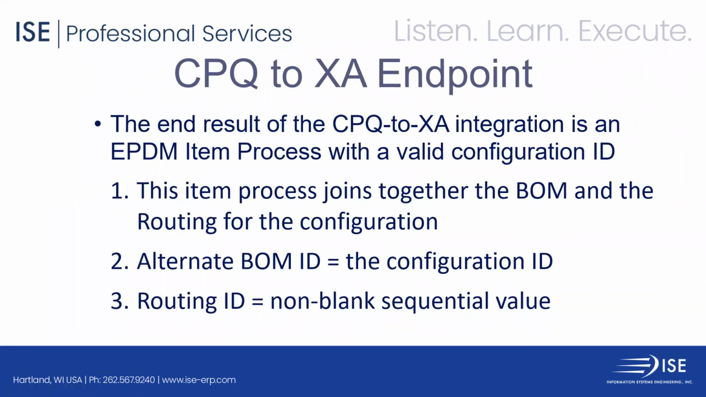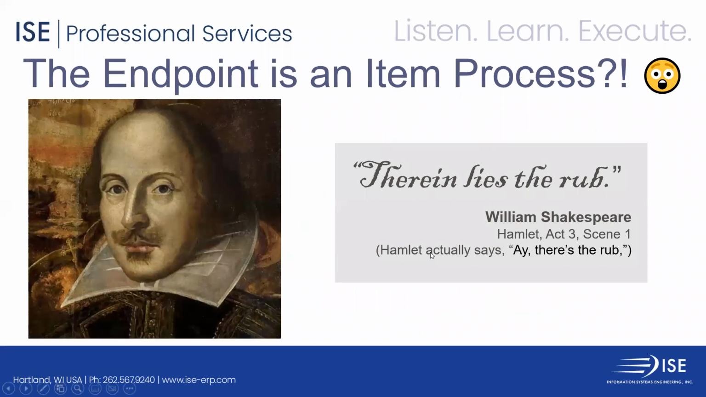Okay, I just want to stress here on this slide, the endpoint of the vanilla CPQ to XA integration is a unique item process. So the item process, as usual in EPDM, marries together a bill of material and a routing for that configuration. The alternate BOM ID will be the config ID, and the routing ID will have a non-blank sequential value. EPDM handles that. Okay, so if you're listening closely, your ears might have perked up. So the endpoint is an item process.